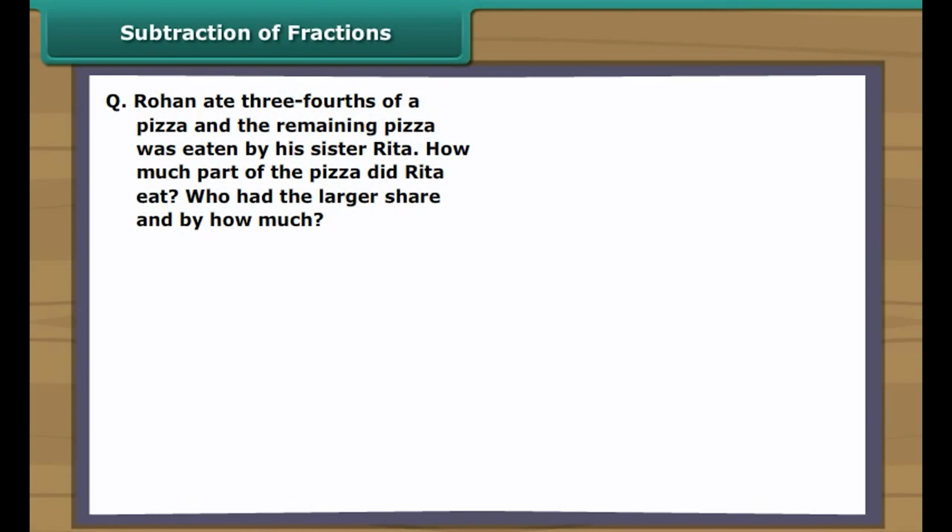Subtraction of fractions. Rohan ate 3/4 of a pizza and the remaining pizza was eaten by his sister Rita. How much part of the pizza did Rita eat? Who had the larger share and by how much?